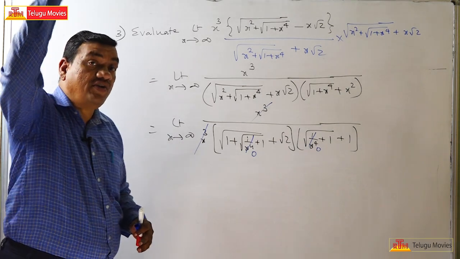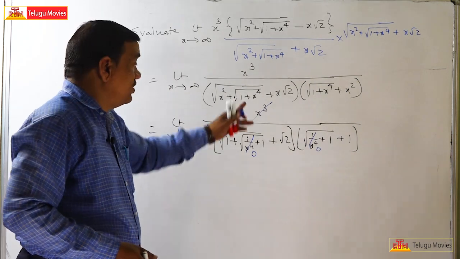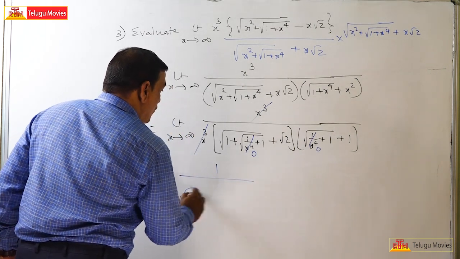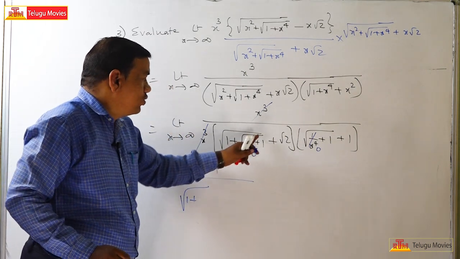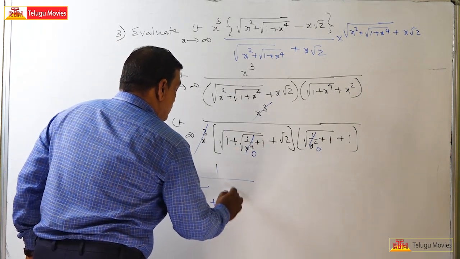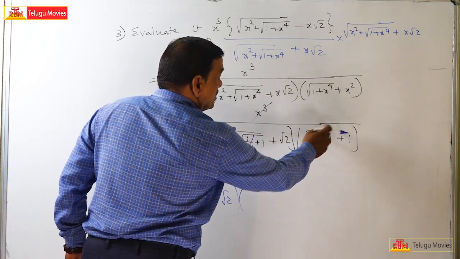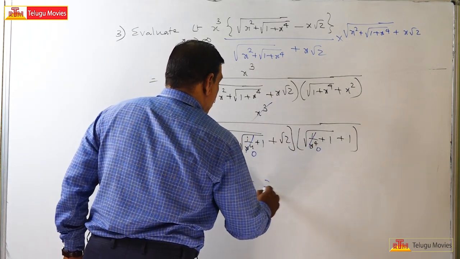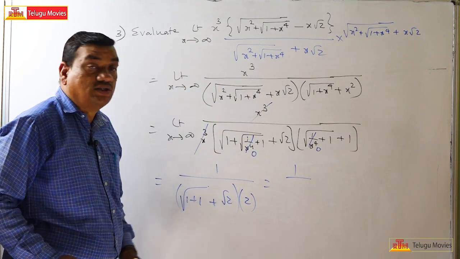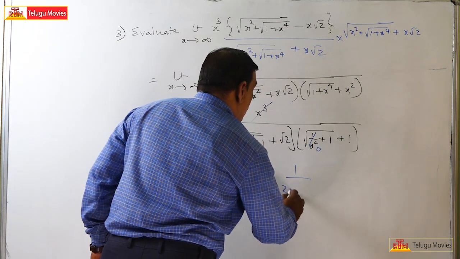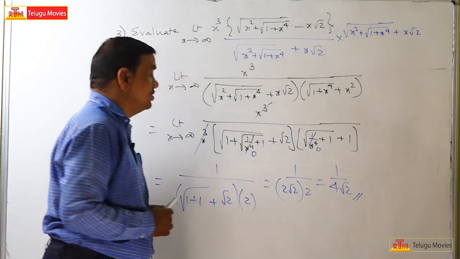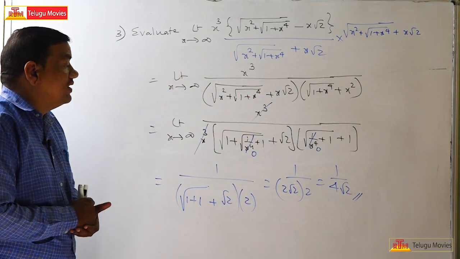Since x tends to infinity, x cannot be equal to 0, therefore we can cancel. So what is the final answer? This is 1 by root of 1 plus root of 0 plus 1, that is root 1, 1. So this is root 1 plus root 2 here. This is also root 1, 1 plus 1, 2. So this is equal to 1 by 1 plus 1, 2 root 2 plus root 2, 2 root 2 into 2. So this is equal to 1 by 4 root 2, which will be the final answer.